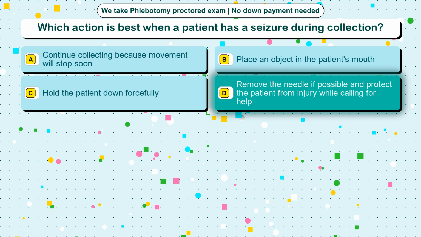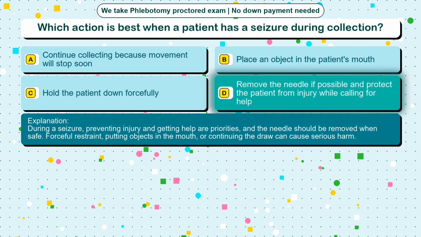The correct answer is option D, remove the needle if possible and protect the patient from injury while calling for help. During a seizure, preventing injury and getting help are priorities, and the needle should be removed when safe. Forceful restraint, putting objects in the mouth, or continuing the draw can cause serious harm.